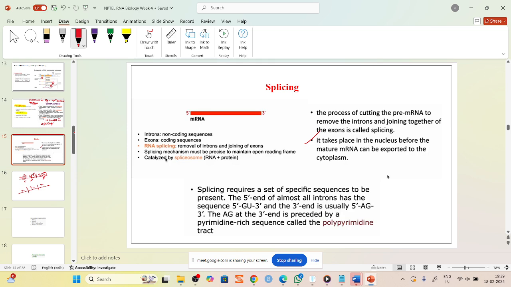RNA splicing is the removal of introns and joining of exons. The splicing mechanism must be precise enough to maintain the open reading frame. This splicing is catalyzed by the spliceosome, which is an RNA plus protein complex. So an important point is that the splicing mechanism must be precise to maintain the open reading frame. Why? I'll tell you.